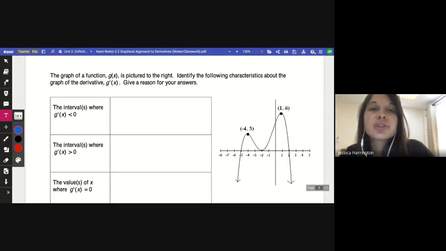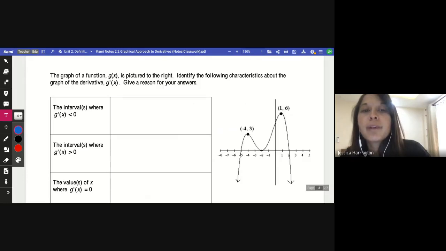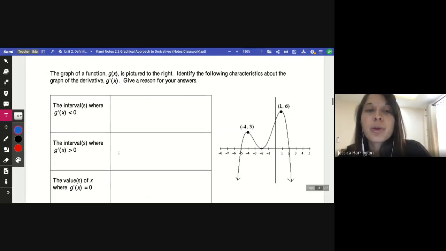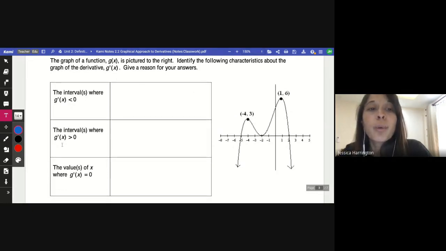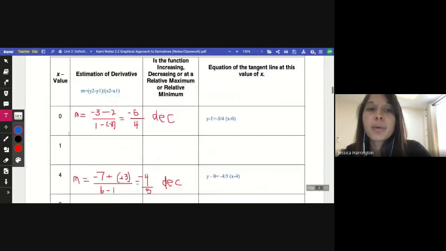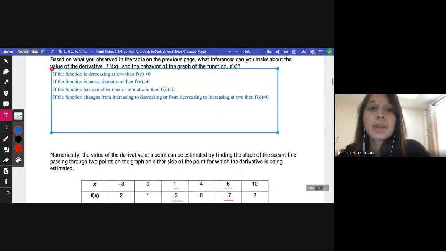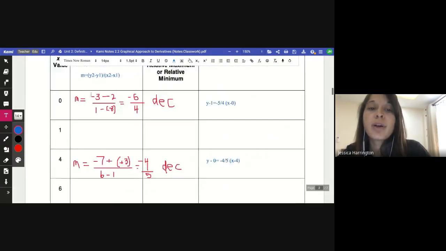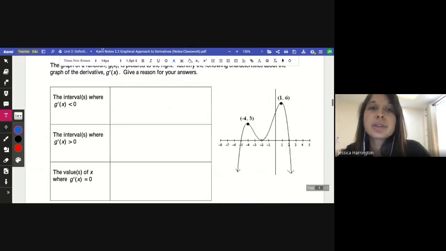So the graph of a function g of x is pictured to the right. Identify the following characteristics about the derivative, g prime of x. Give a reason for your answers. So they're asking first, where are the intervals where the derivative is less than 0? If I come back up to what I wrote here, the derivative is less than 0 when the function is decreasing. So we need to find all of the parts where the function is decreasing. So where are the intervals where this function is decreasing?